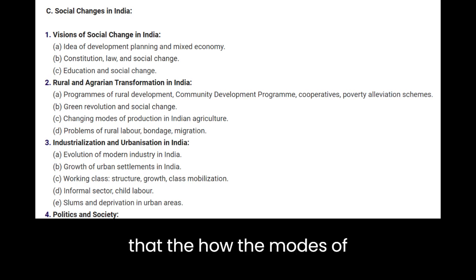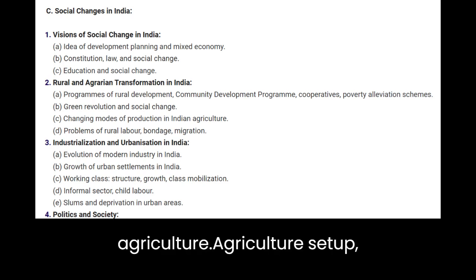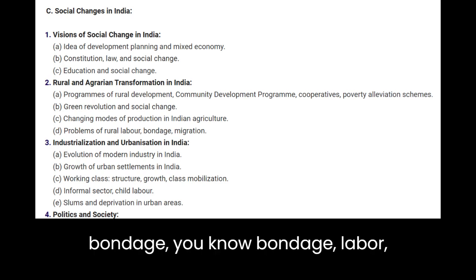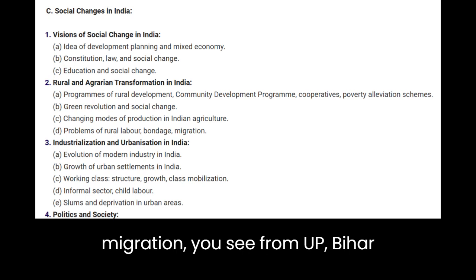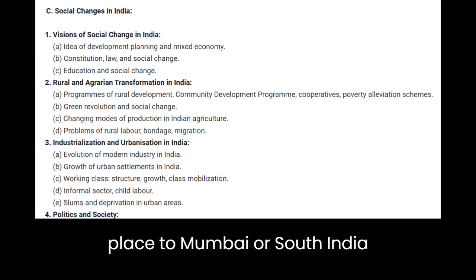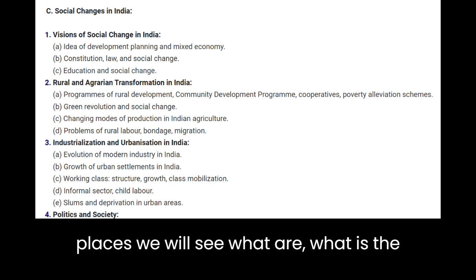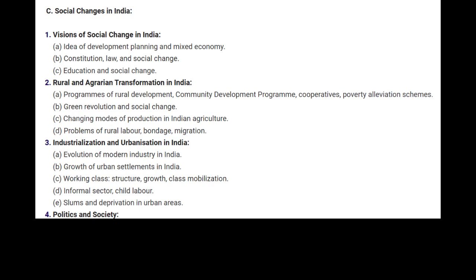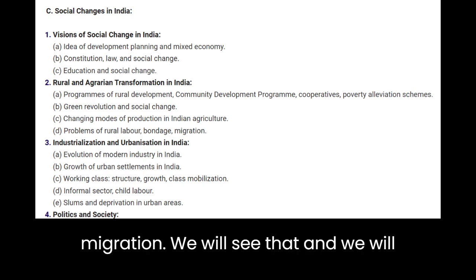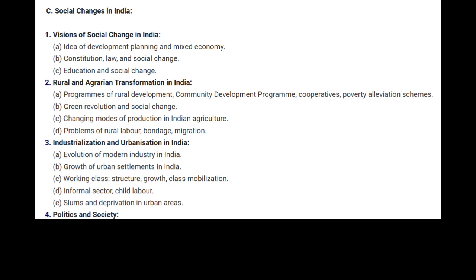We will see how the modes of production changed in the Indian agriculture setup. We will see the problem of rural labor bondage, bonded labor, and migration. From UP, Bihar, mostly this part, the migration takes place to Mumbai or South India, or to Punjab and Haryana. At those places we will see what is the cause of that migration, and what problems are caused by the migration. We will then see industrialization and urbanization in India.